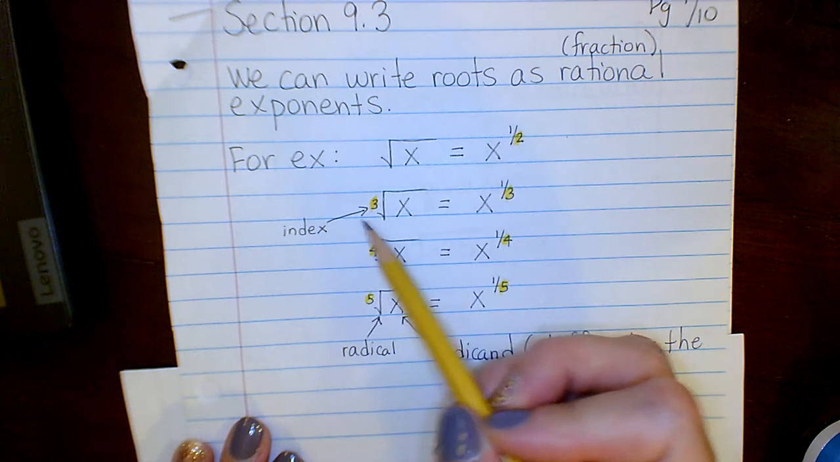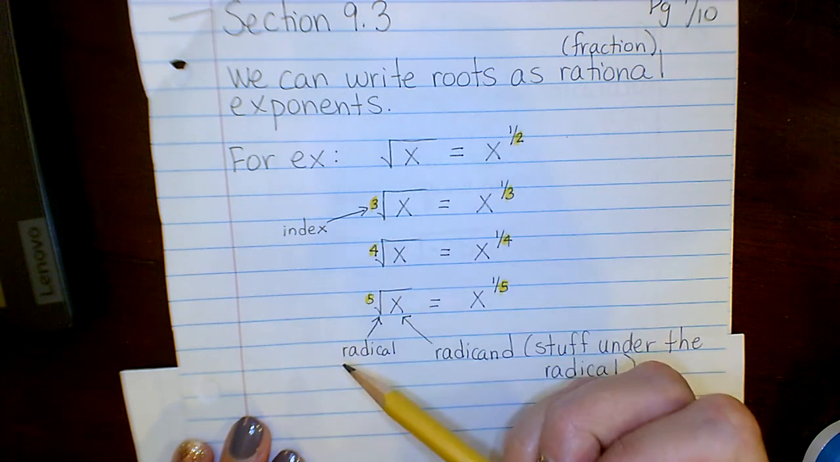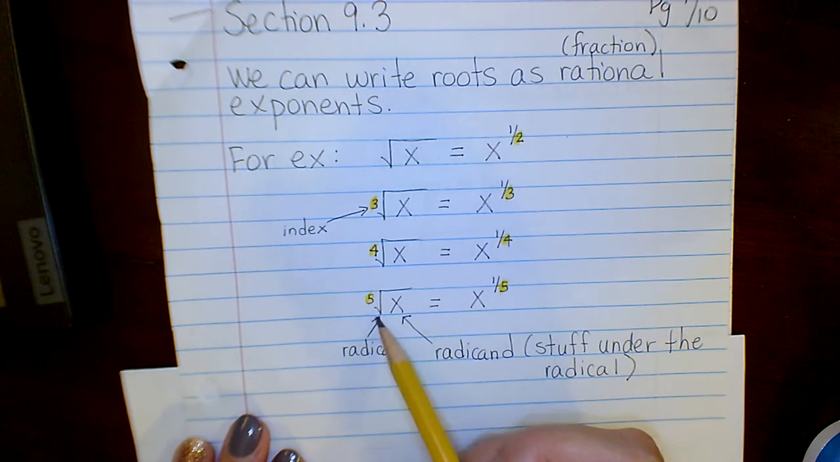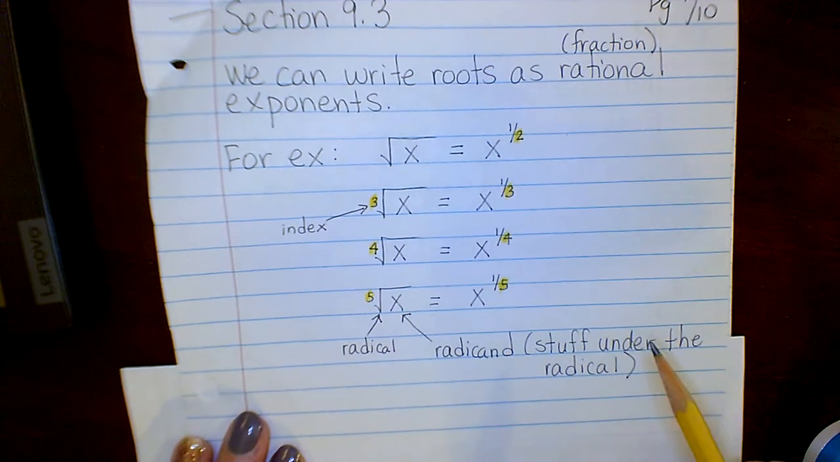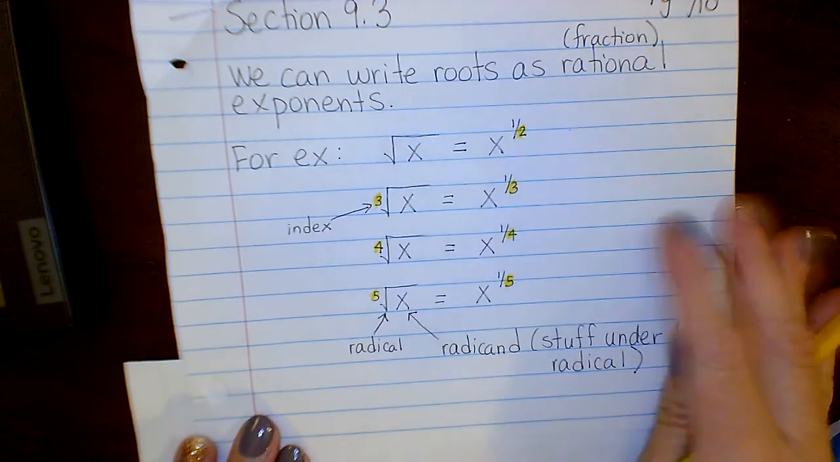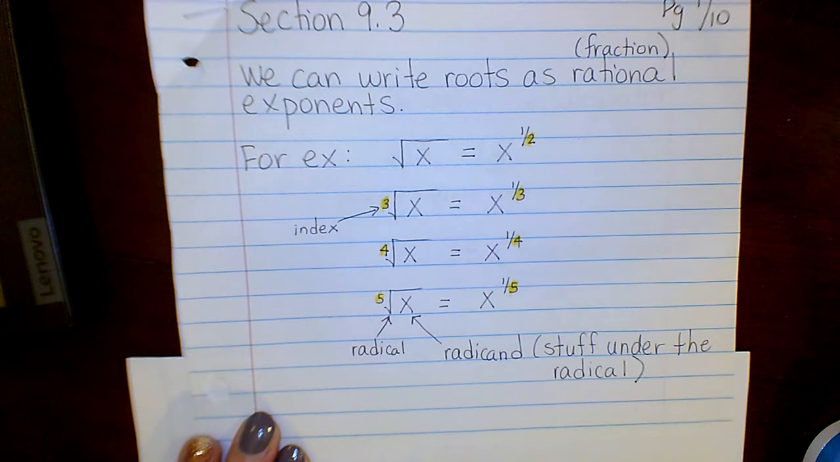This little number out here, remember, is called the index. This root symbol is called a radical. The stuff under the radical is called the radicand.